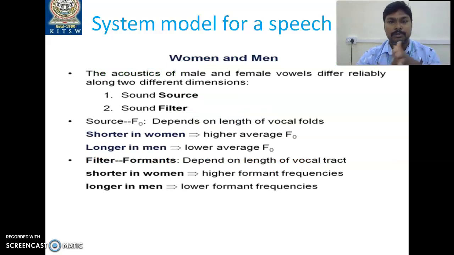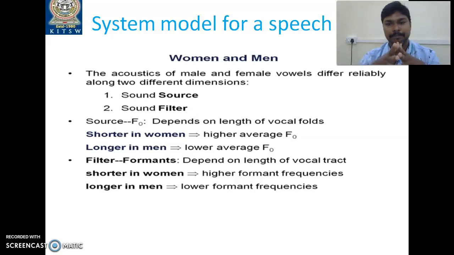So this is the slide. Actually, we can focus on the acoustics of male and female vowels, which differ reliably along two different dimensions, the sound source and the sound filter. The sound source is nothing but F0, actually, the source. So the fundamental frequency we need to calculate after seeing the speech signal perceptually, which depends upon the length of the vocal folds. Okay, and this length of the vocal folds will be shorter for women. That is shorter in women, we can call the higher average fundamental frequency. Okay, they are inversely proportional to each other.